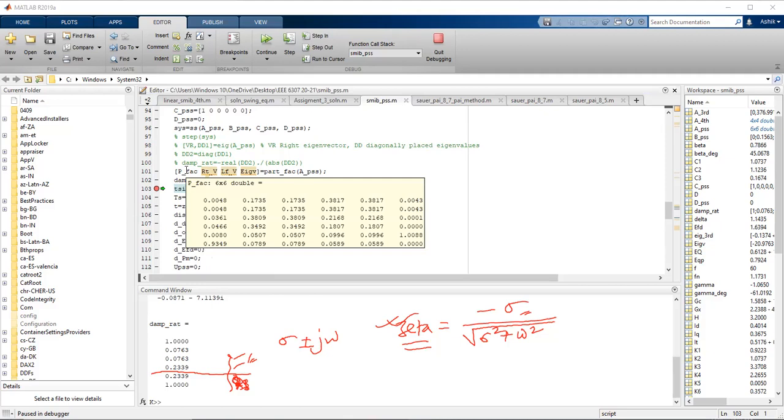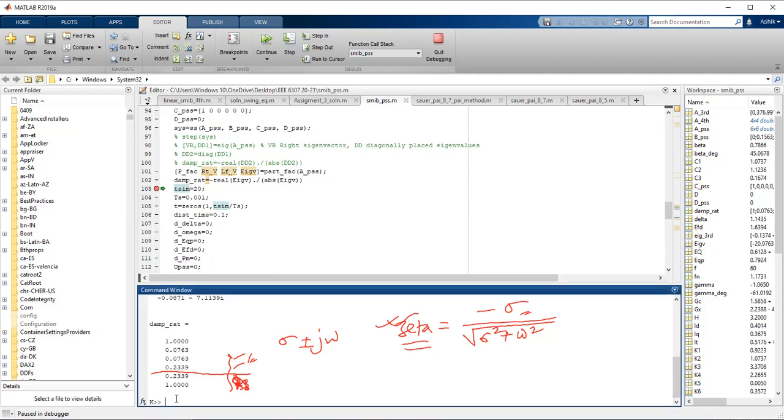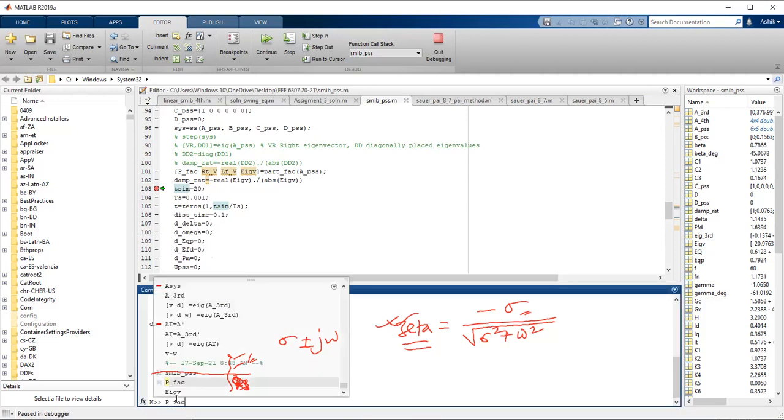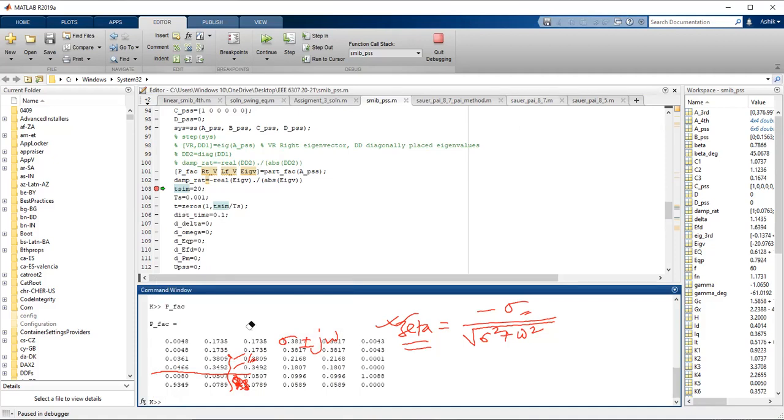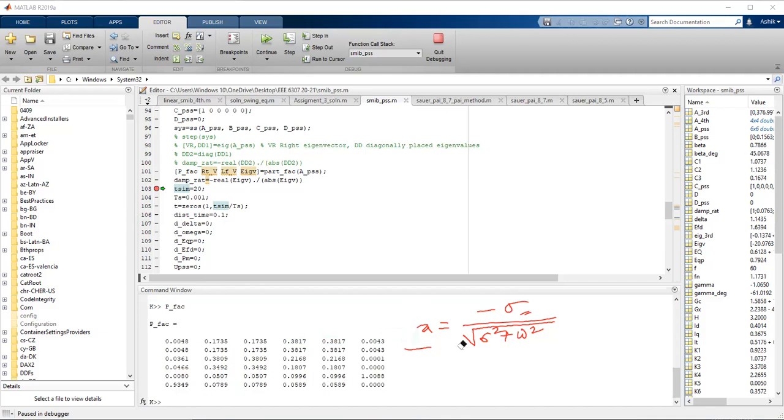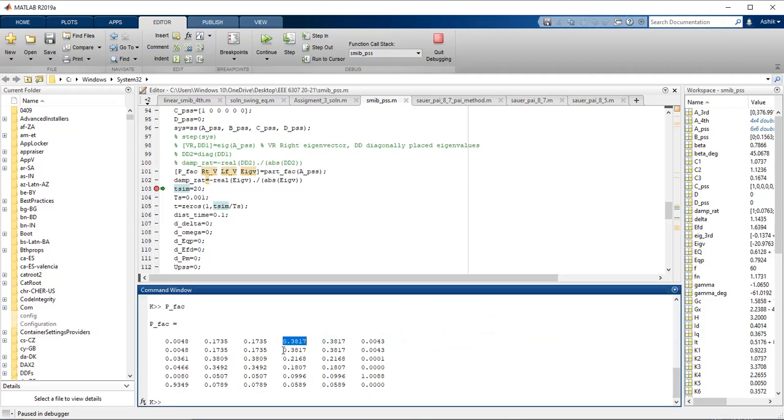So if you go to the fourth and fifth, you can clearly see, let me again bring it here. Now you see that for the fourth and fifth column, if you go down the list, the maximum that is participating is state number 1 and state number 2. That is delta and omega. So that means you have improved the damping of delta and omega states. It was pretty low before incorporation of PSS.